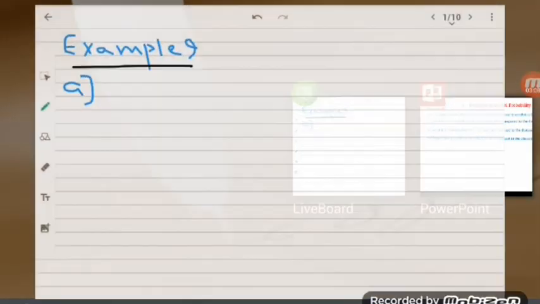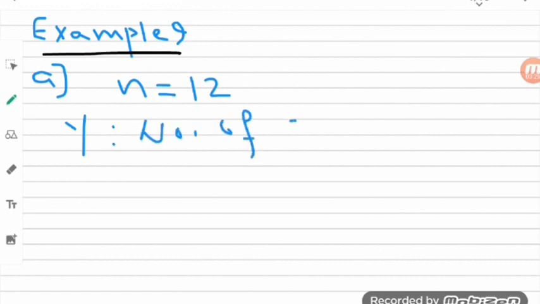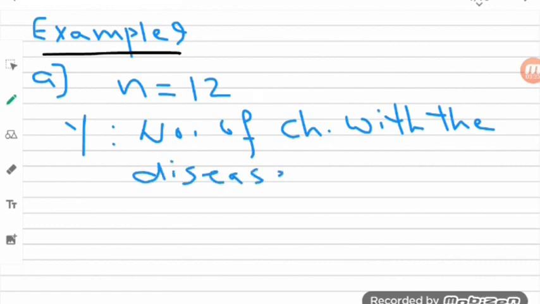So move to our board here. We can define the n, which is the number of the whole trials, equal 12, and we can define a random variable y as the number of the children with the disease among those 12.